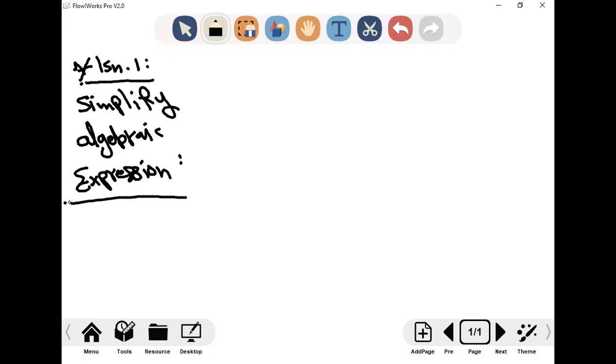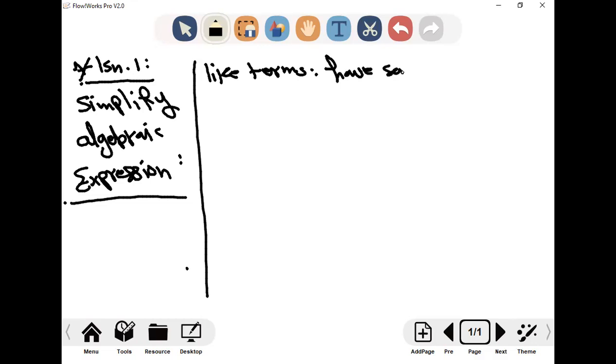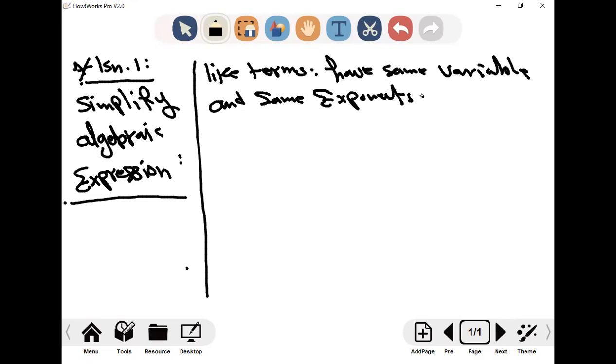Simplify algebraic expressions. Yesterday we talked about like terms, right? We said we can add or subtract only the like terms. Let's remember, like terms have the same variable and the same exponents, right? So if we have like terms, we can add them and we can subtract them.